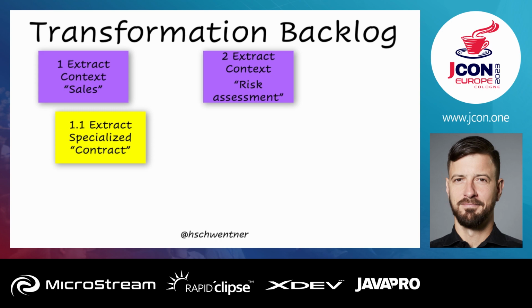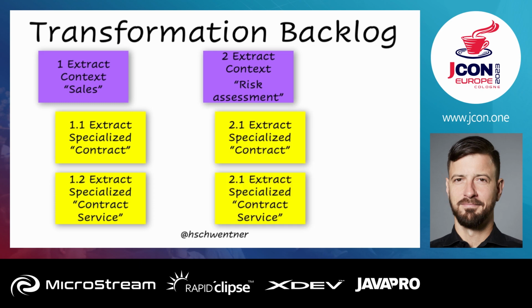So 1.1, you can see here, the refactoring is called extract specialized contract for the sales thing. And then we want to extract a specialized contract service, and something similar we want to do for the risk assessment context. And maybe these refactorings are still too big for one sprint. Then we have to break them down again and again. And in the end, we want to have small stuff that can fit into one sprint or into parts of one sprint. Because this transformation backlog, that's something that will be beside our product backlog.